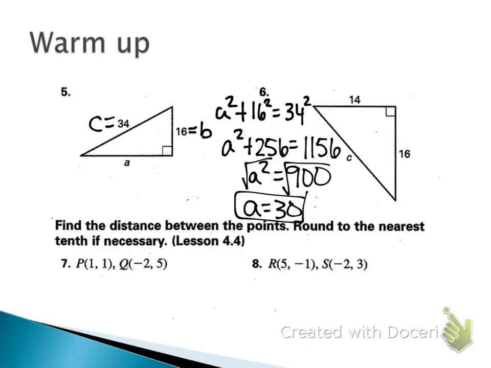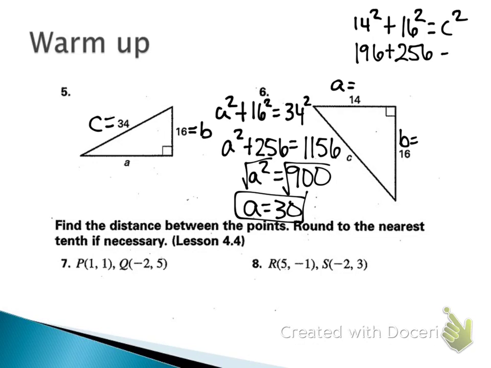Number 6, again, is a right triangle Pythagorean theorem problem. This time we're missing c, the longest side, so the other two just get marked a and b. It doesn't really matter which is which. So we have 14 squared plus 16 squared equals c squared. What is 14 squared? 196. 196 plus, we just did that one, is 256. If we add them together, what do we get? 452.